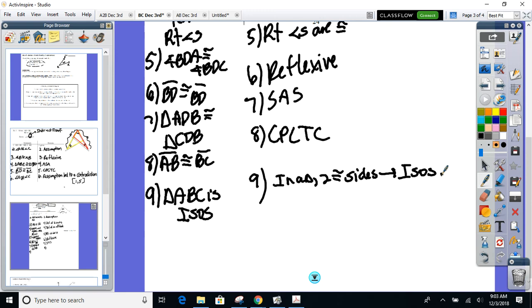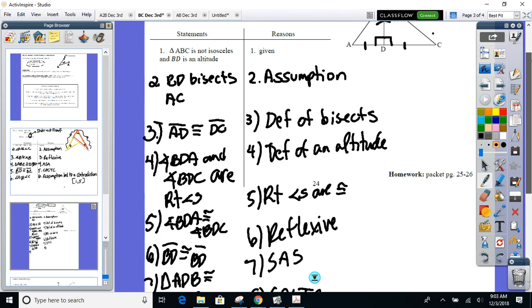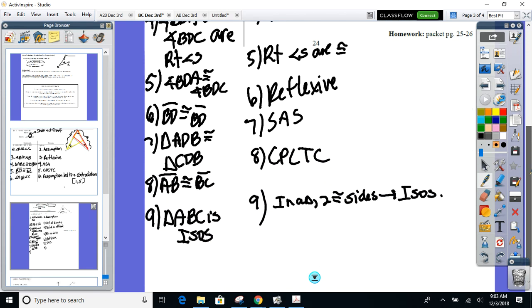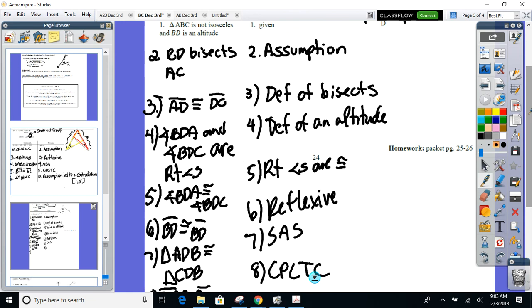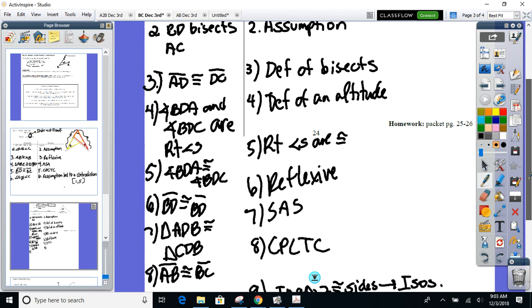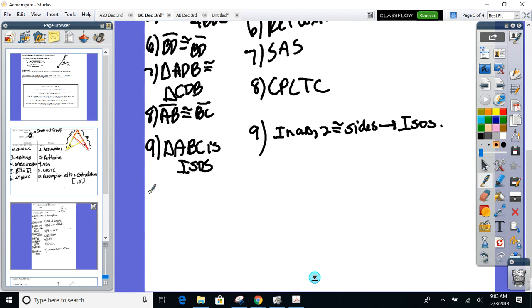And then finally, what do I have now in this proof? I have a given that says it's not isosceles, and then in step 9, I'm saying it is isosceles. So my assumption must be false. So what's got to be true? BD does not bisect AC. Once you have that contradiction, you're good. Look at that, 10 steps, huh? Big boy, big girl proofs.